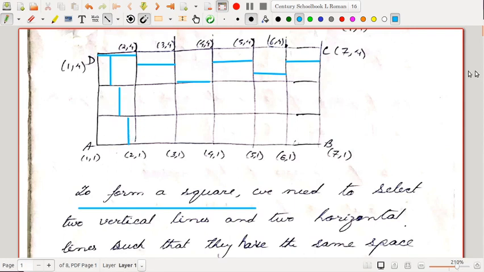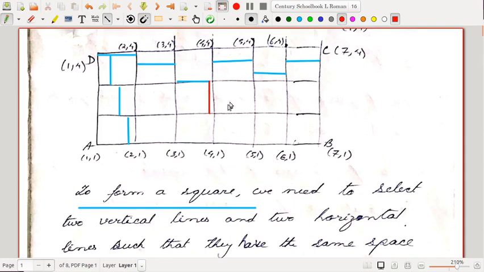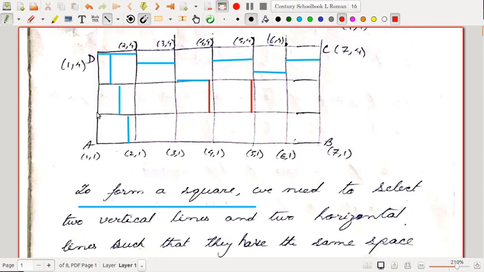Okay, so we will get a square, right? Suppose I select the vertical lines corresponding to 4 and 5. So I have chosen this line and this line, and I select the horizontal lines corresponding to the second line and the third line. So this is the square that I get, right?